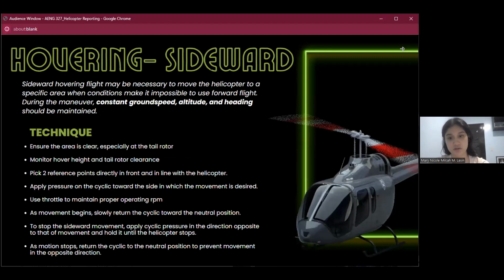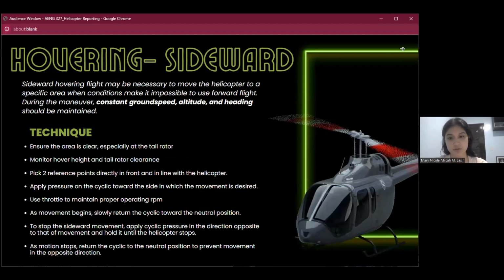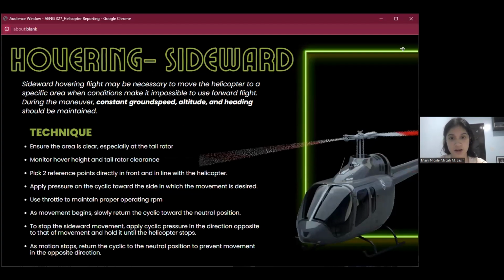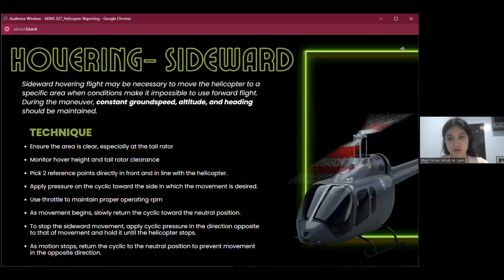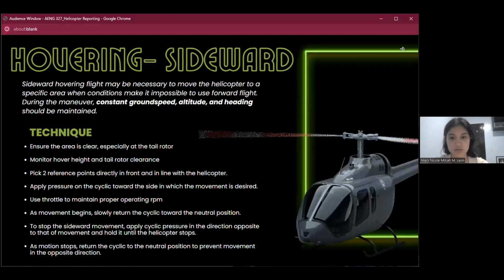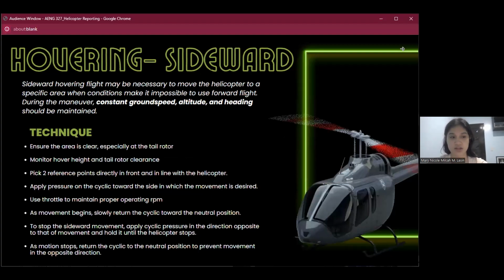So next is the hovering sideward. Sideward hovering flight may be necessary to move the helicopter to a specific area when conditions make it impossible to use forward flight. During the maneuver, constant ground speed, altitude, and heading should be maintained.